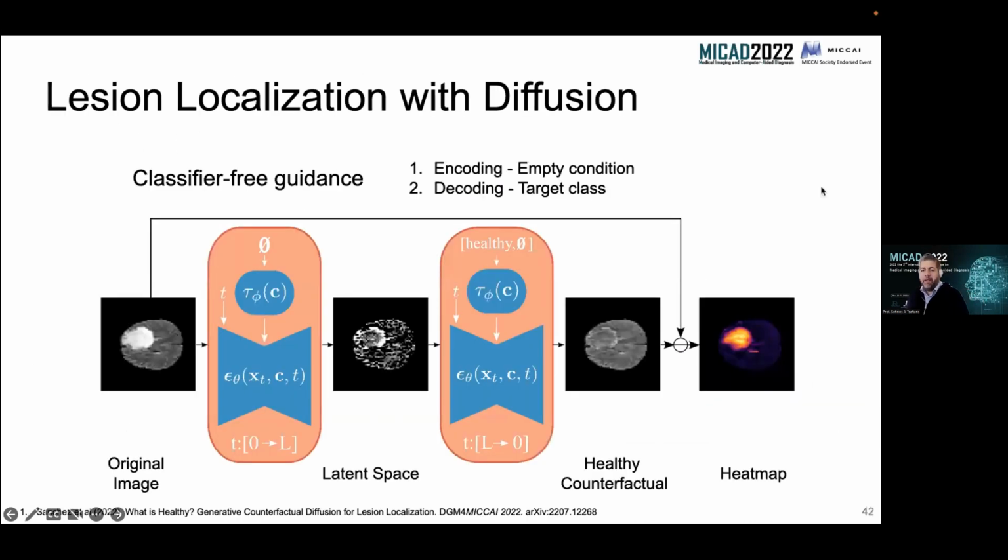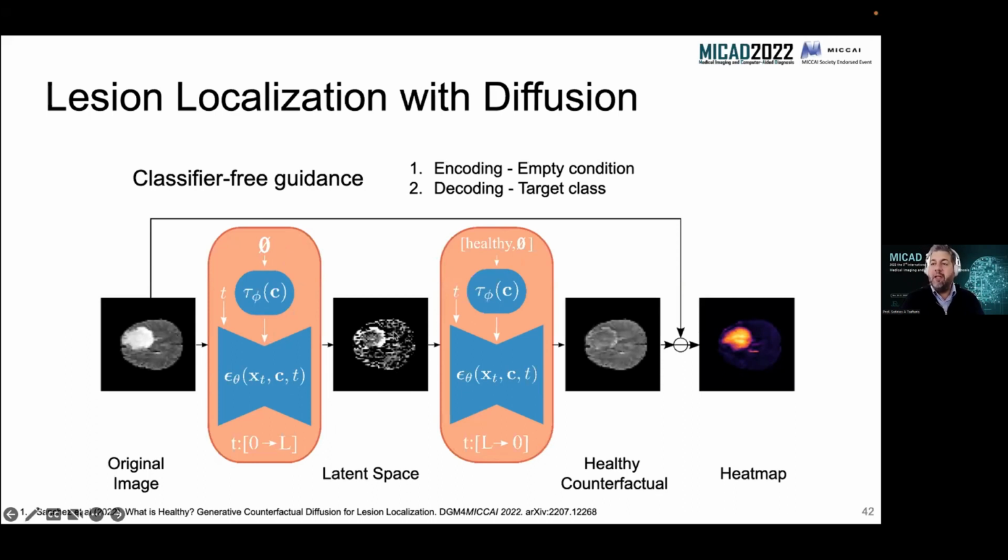Later on, Pedro from my team said, well, do we really need the classifier to do that? Why should we train a classifier for this? Basically, during inference, we have the original image, and we train the model with a conditioning mechanism, where we condition on whether we want it to be healthy or not healthy, or zero, null, which means I don't know. So when we do this forward process, we arrive at a latent state where there is ambiguous information whether this was disease or not.